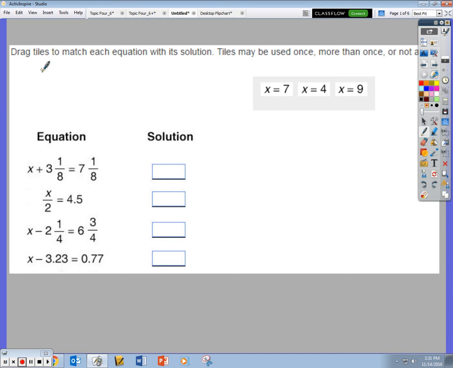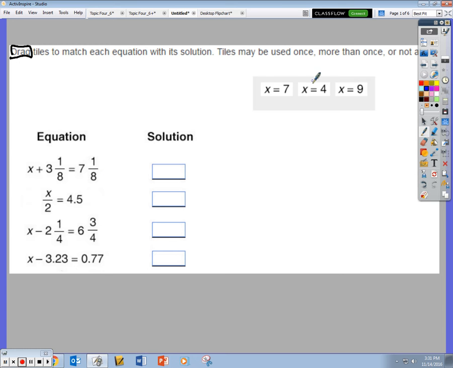Let's take a look here. It says drag. There's my verb drag. Drag the tiles to match each equation with its solutions. Tiles may be used once, more than once, or not at all. All right. This is a little labor intensive here. I'm going to have to go ahead and test every single one of these equations by substituting in a value, or not even substituting a value, but just go ahead and test to see if they are true.